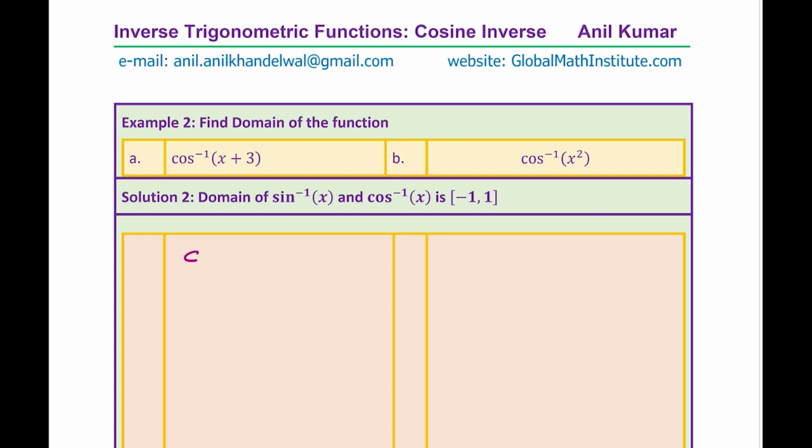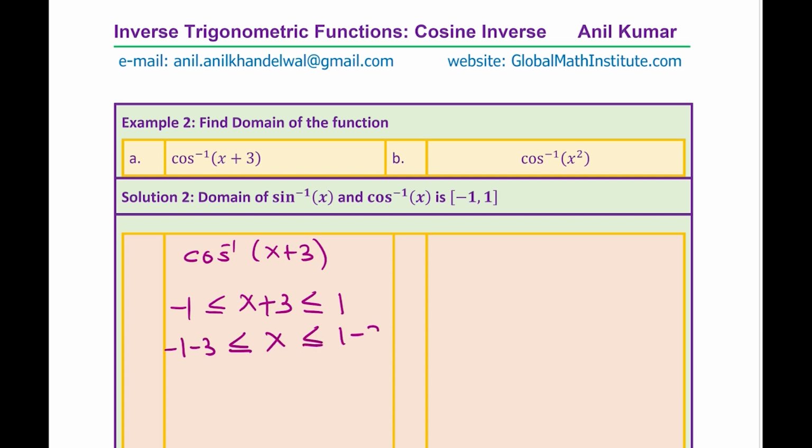So we have to find the domain of cos inverse of x plus 3. It really means that x plus 3 should be within which boundaries? Minus 1 to plus 1. We can find what values x can take. Take away 3 from both sides. So we have minus 1 minus 3, and here we are left with x, and we have 1 minus 3, which gives us minus 2. So the x value should be between minus 4 and minus 2, as shown here.